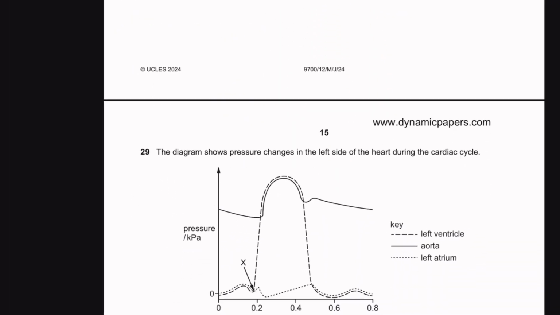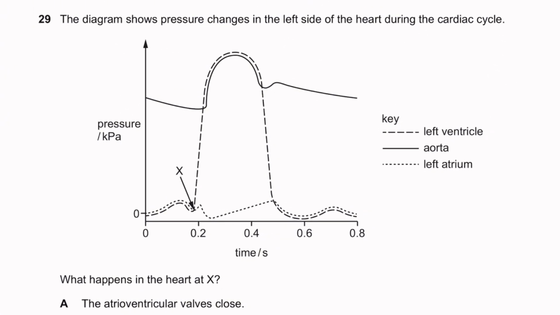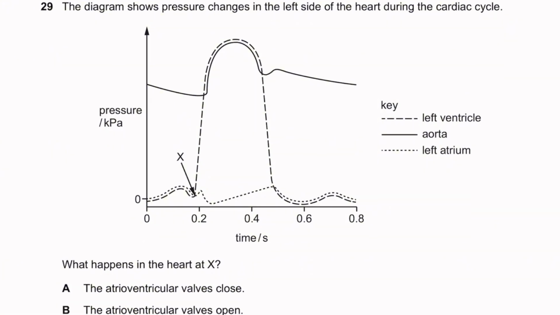Okay, and then the diagram shows the pressure changes in the left side of the heart during the cardiac cycle. It asks what happens at X. At X is the start of ventricular systole. As you can see, the pressure suddenly increases, so I would say definitely that ventricular systole is going to happen, and that's when atrioventricular valves are going to close and semilunar valves are going to open. So atrioventricular valves close. Okay, this is definitely going to happen here. Now the options say semilunar valves open.